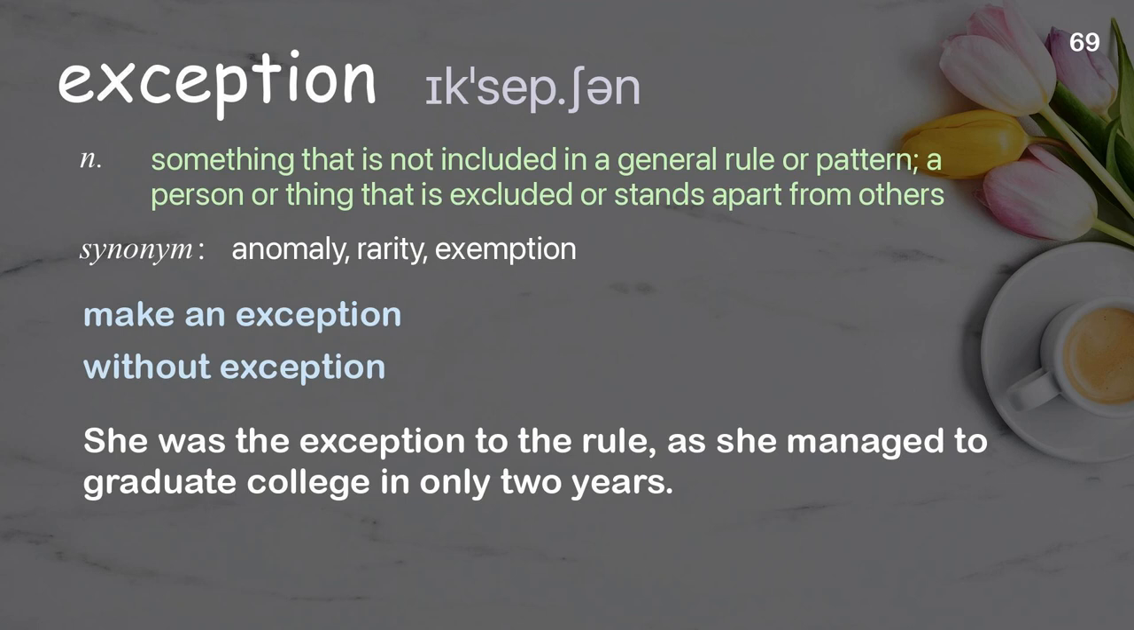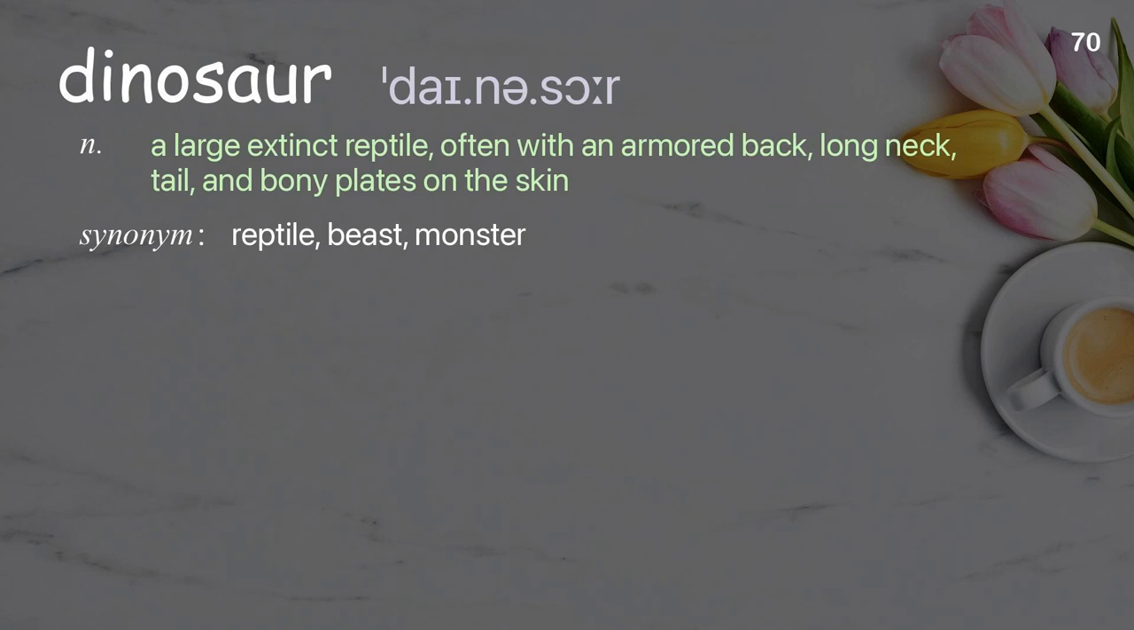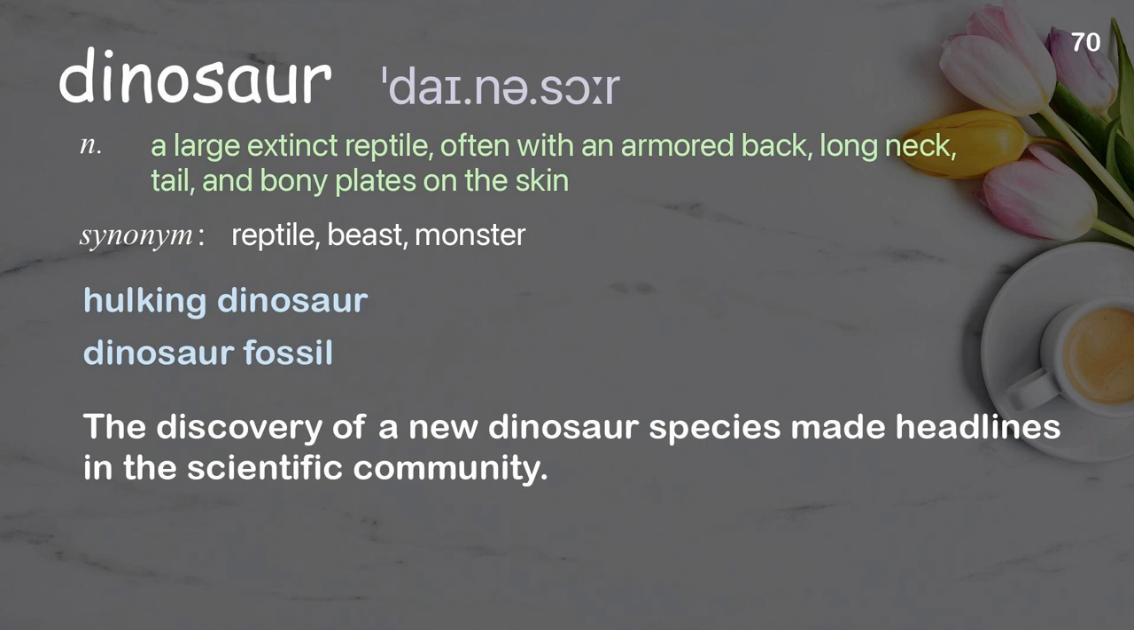Dinosaur. A large extinct reptile, often with an armored back, long neck, tail, and bony plates on the skin. Examples: hulking dinosaur, dinosaur fossil. The discovery of a new dinosaur species made headlines in the scientific community.